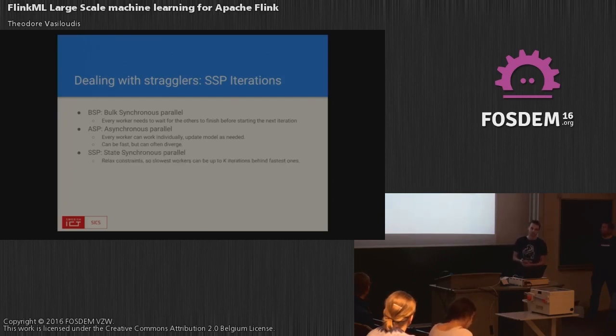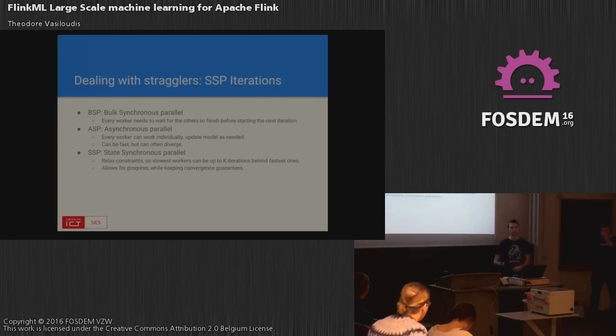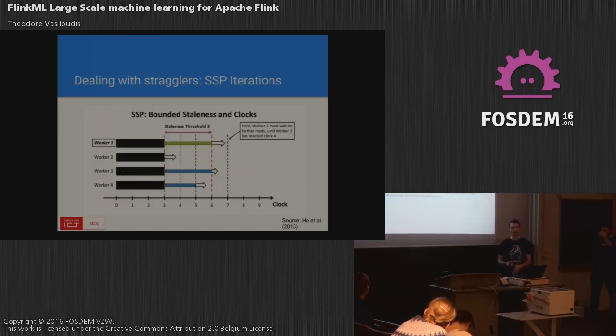So as a compromise between the two, we have stale synchronous iteration. With stale synchronous iterations, the fastest workers can only be up to k iterations ahead of the slowest one. And if they are about to move further ahead, we stop them and tell them to wait until the slowest one gets caught up. This allows the faster workers to work and update the model so we achieve faster convergence, but ensures that the slow workers will not fall too far behind, in order to make sure that the algorithm will converge.